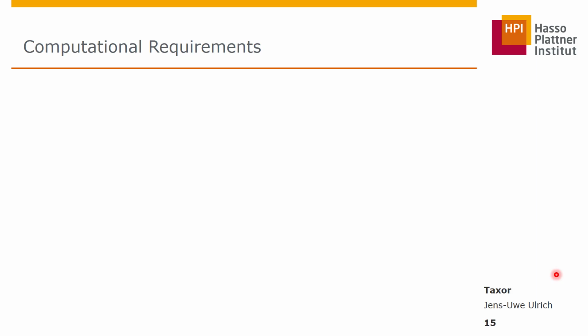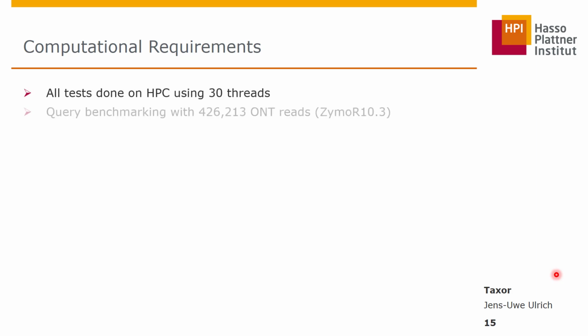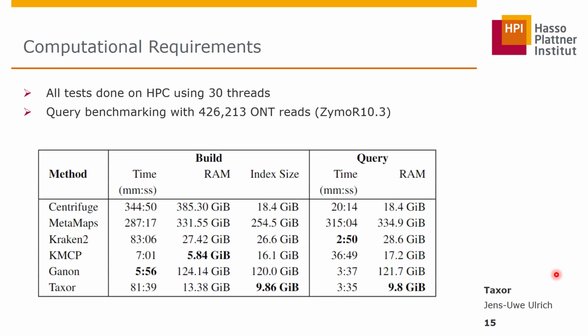Although Taxor shows very good results for taxonomic classification of long reads on species level, our main intention was to reduce the computational requirements of taxonomic profiling and in particular the memory requirements. Thus, we measured time and memory usage for building the database index and querying a set of 426,000 nanopore reads for all 6 tools on a high-performance computing cluster.